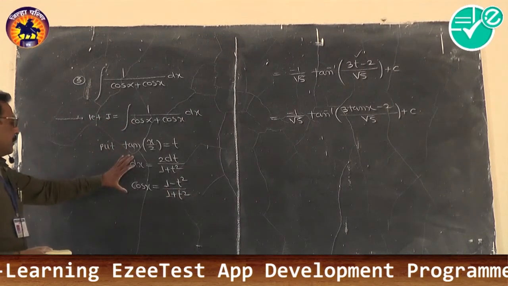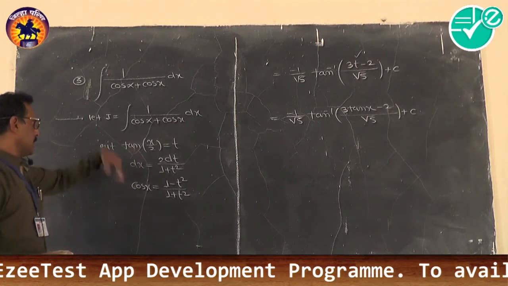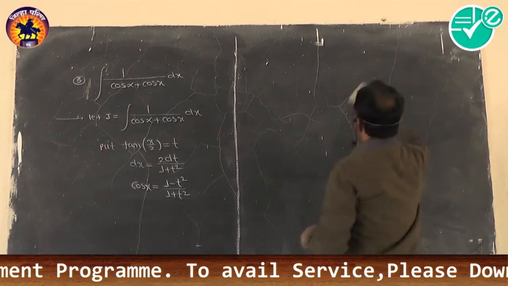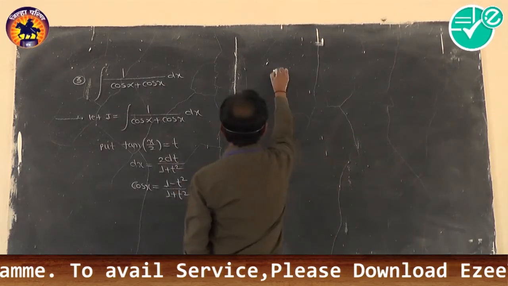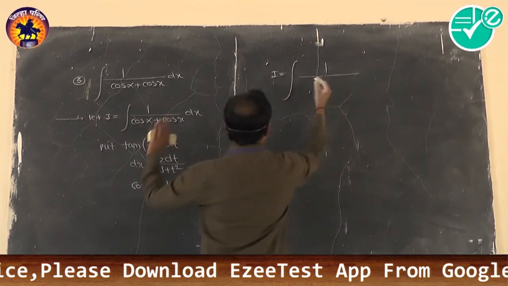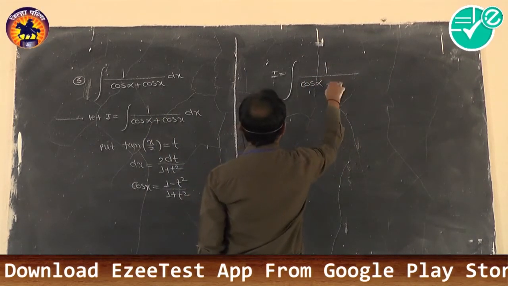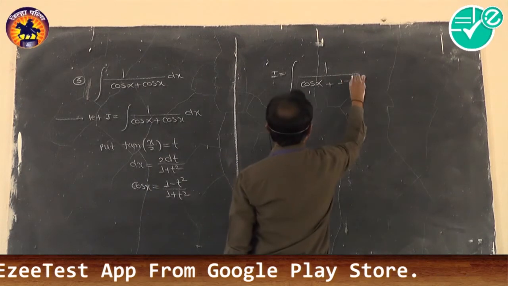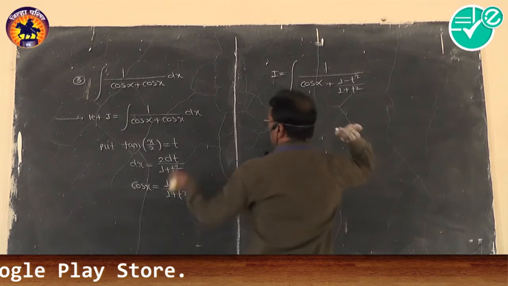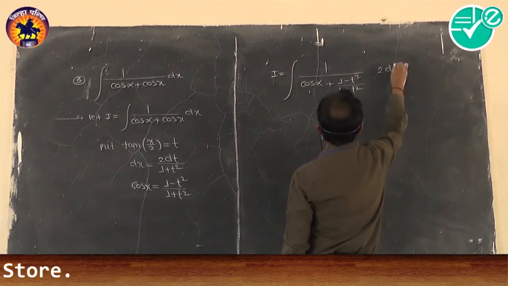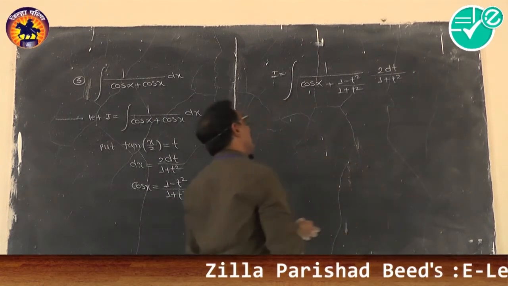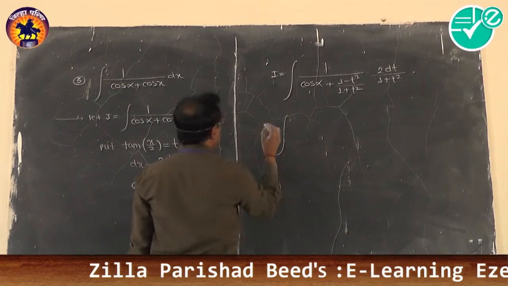Now put these substitutions in this original capital I and get the required answer. Capital I is equal to, now it is a somewhat typical problem. It is a lengthy one. It is 1 upon this cos alpha, it is constant, you have to write it as it is, but this cos x is replaced by 1 minus t square upon 1 plus t square, and that dx is replaced by 2 dt upon 1 plus t square.